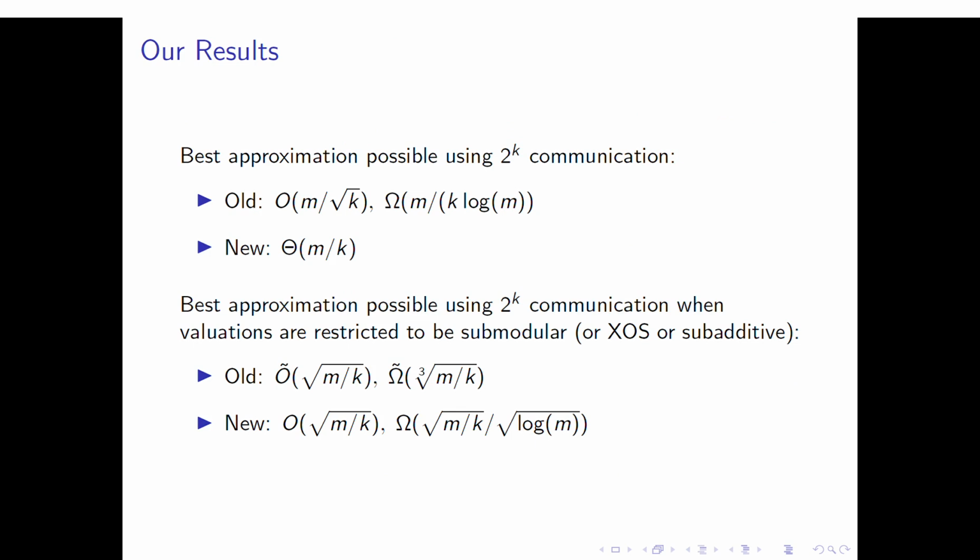Our results improve both upper and lower bounds for the approximation ratios of MIR mechanisms for all ranges of communication, where we have a parameter k and allow the mechanism to use 2 to the k communication. For general evaluations, we close the gap between the bounds from root k log m to a constant, which resolves the communication complexity of MIR mechanisms for general evaluations. For submodular, XOS, and subadditive evaluations, we close the gap between the bounds from polynomial in k and m to root log m, which is near optimal but leaves room for future work.